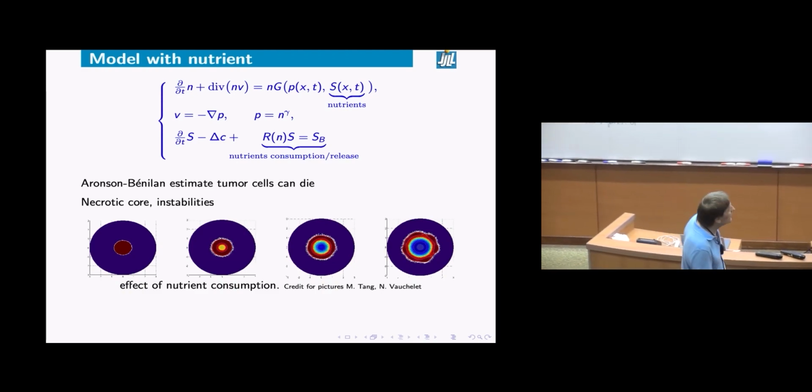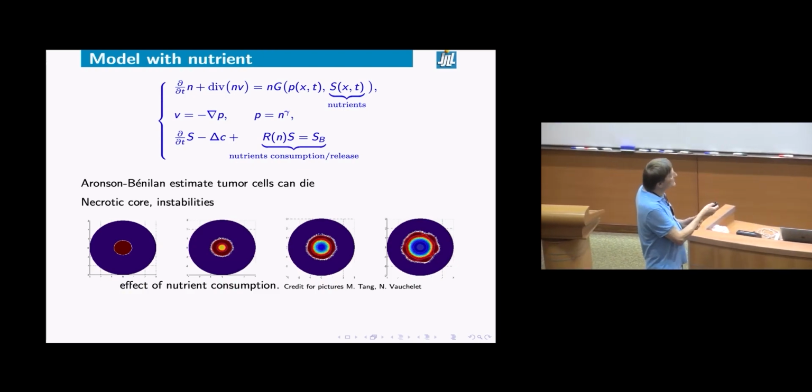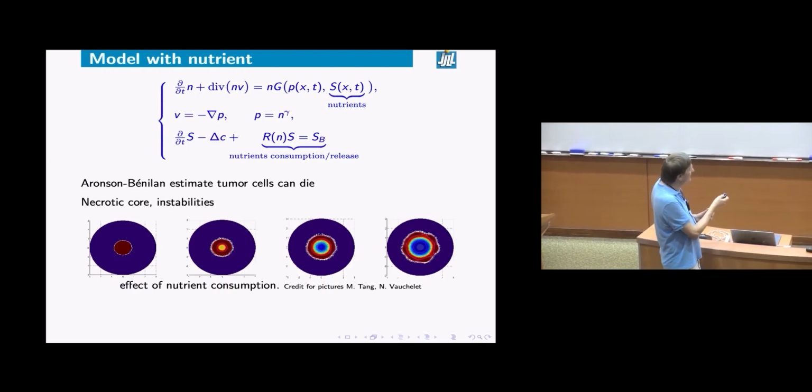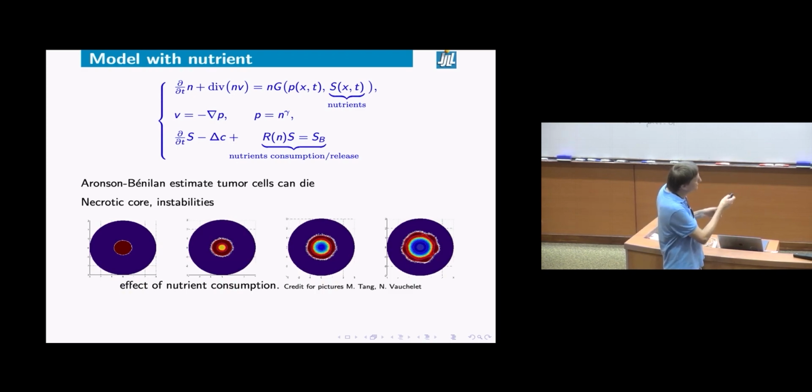It is caused by the nutrients, which are external. The intuition I can give on that: the nutrients arrive from the boundary. So if some cells have, for some reason, an advantage here, they will be closer to the source of nutrient, and they will divide faster than those which are behind.